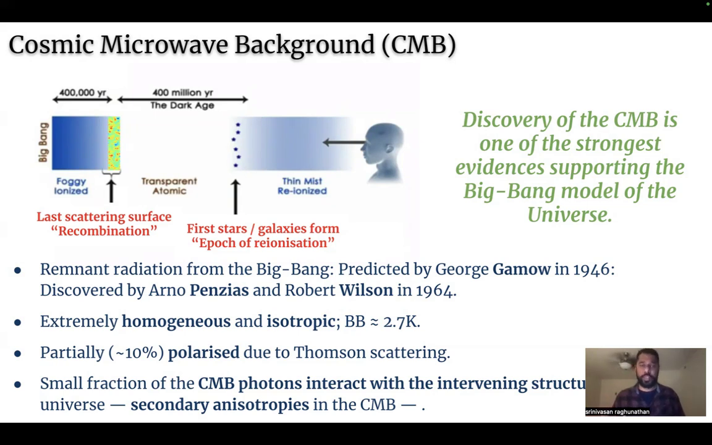But the CMB is also polarized, and this polarization is due to Thomson scattering at the time of recombination. But the CMB is only partially polarized, roughly around 10%. And the other important thing about the CMB is that it is the most distant light that we can see in any direction. As a result, the free streaming CMB photons interact with everything that we know in the universe, namely galaxies and galaxy clusters. These interactions lead to additional anisotropy in the CMB called the secondary anisotropies, which are also excellent probes of cosmology, as you will see in the talk.